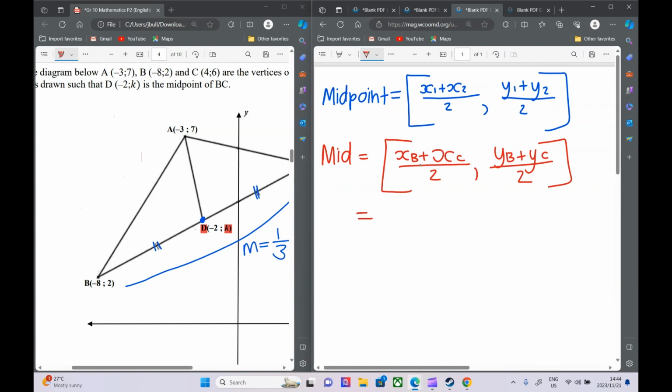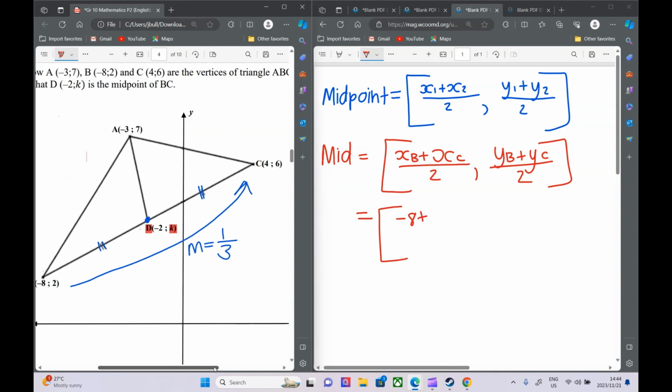Let's plug this straight in. So the x value of b is minus 8. The x value of c was 4, divided by 2. The y value of b was 2. The y value of c is 6, divided by 2. Okay, and so we get the midpoint if we work this out, which is the same as point D because they told us that's the midpoint.